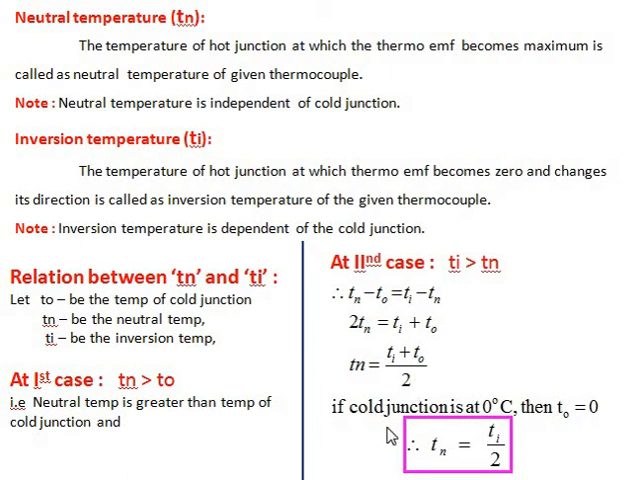If the cold junction is at 0 degrees Celsius, then T0 is equal to 0. Therefore the neutral temperature Tn is equal to Ti divided by 2, that is, inversion temperature divided by 2. So this is the relation between Tn and Ti.